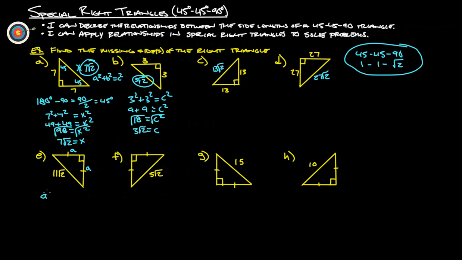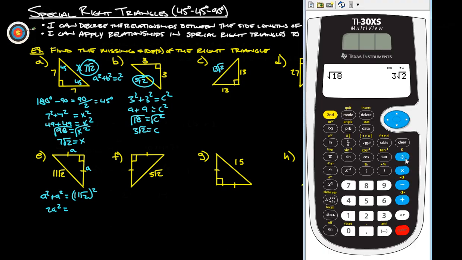So we'll call this a squared plus a squared equals 11 root 2 squared, from a squared plus b squared equals c squared. Then a squared plus a squared is 2a squared, and that's going to equal 11 root 2 squared. Let's figure that out here. So we got 11.